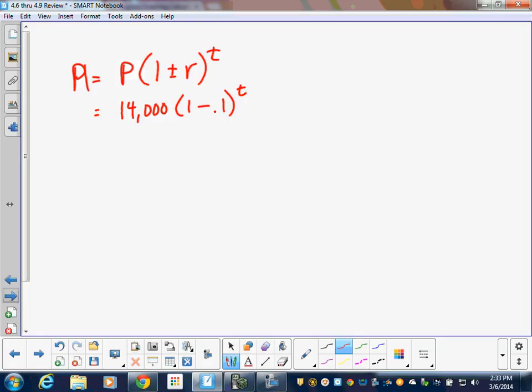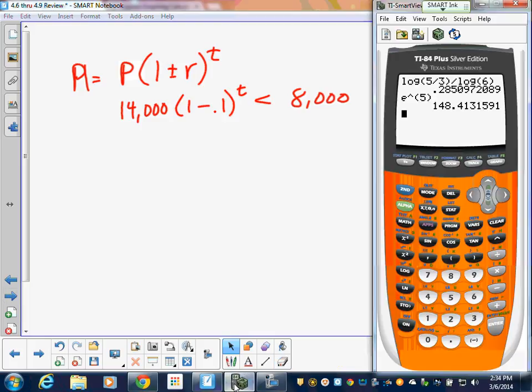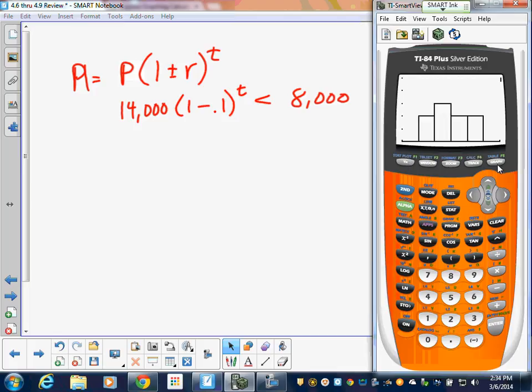I have no earthly idea why this is such a big deal to us, but I do know that when this is less than $8,000, so less than 8,000, it's a big deal when they ask you to make this into a model. If they say model that, all it means is plug it into your calculator: 14,000 times 0.9 to the x, since 1 minus 0.1 is 0.9. That's a picture of it right there.